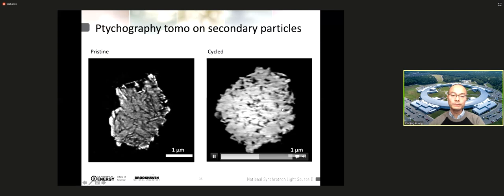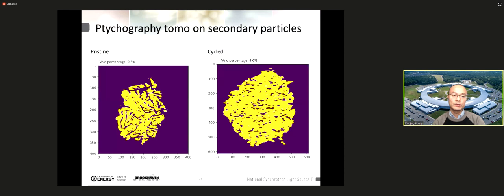And with this high quality image, we can do segmentation and figure out what's the percentage of voids in each particle. And we found for this core shell structure with concentration gradient, the void percentage actually almost kept the same after cycling. And this is another indication about the stability of this sample system. And for comparison, we did the same measurement on a regular sample with no core shell structure. And we found the void percentage increased significantly after cycling.